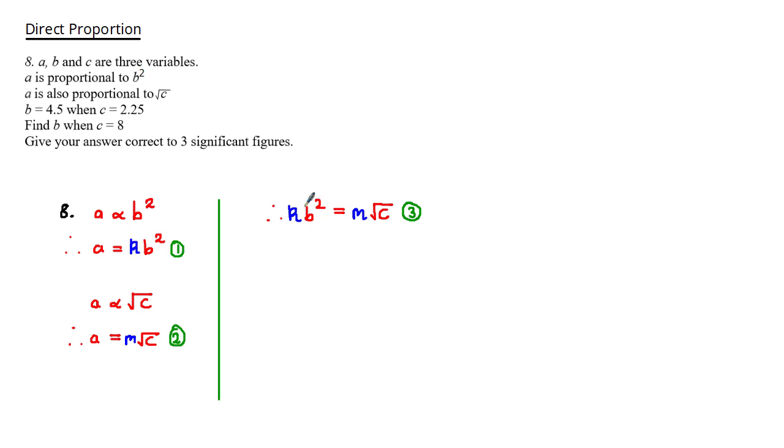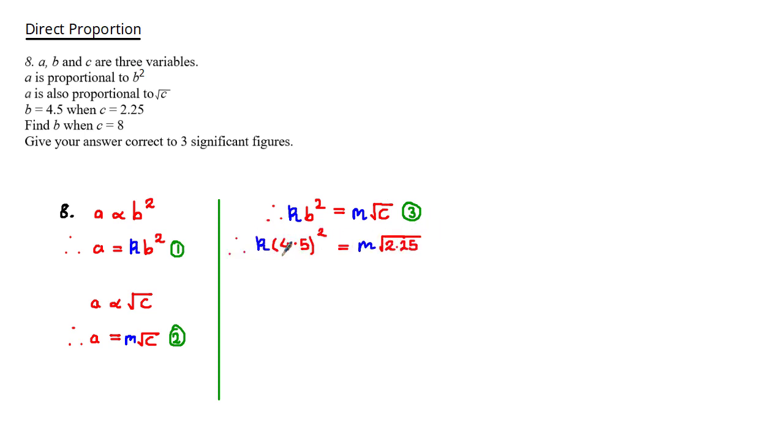Now, we can see we have a formula of b in terms of c, but the problem is these constant terms k and m in this equation. So we need to find a way of eliminating these constant terms. Now, using the condition that b is equal to 4.5 when c is equal to 2.25, if we sub these values into equation 3, we get the following.